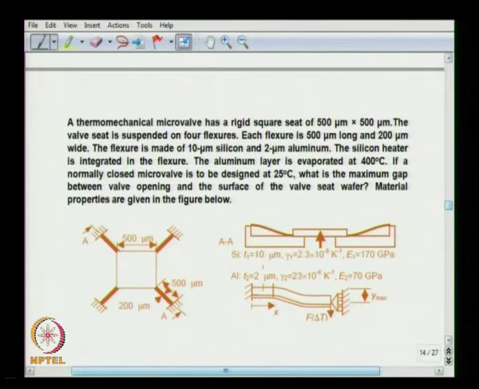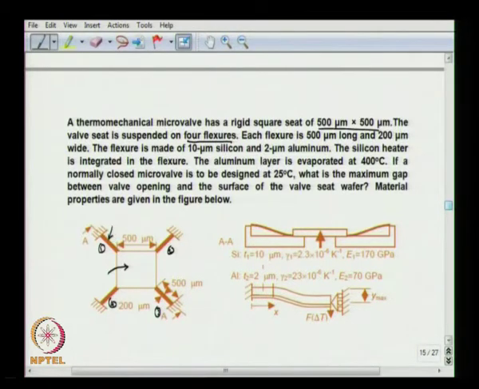So this is the example: we have a thermomechanical microvalve which has a rigid square sheet of 500 micron by 500 micron. Okay. So this is the rigid square sheet, and the valve seat is suspended on 4 flexures. Okay. So, these are 4 flexures, 1, 2, 3 and 4. Each flexure is 500 micron long and 200 micron wide.